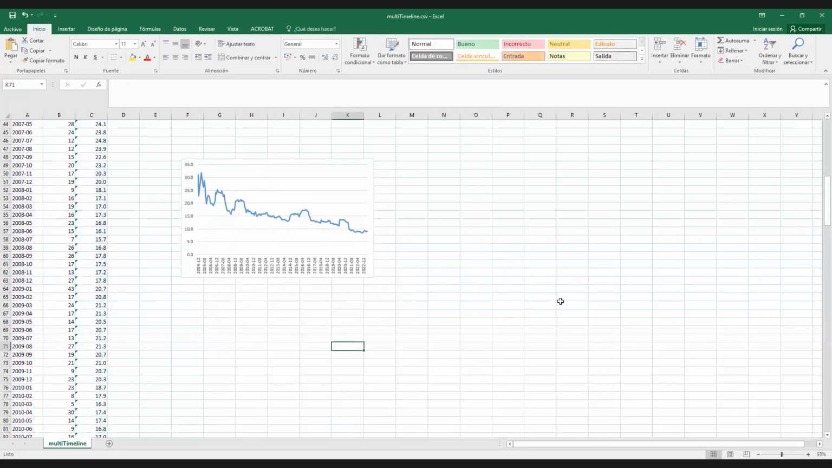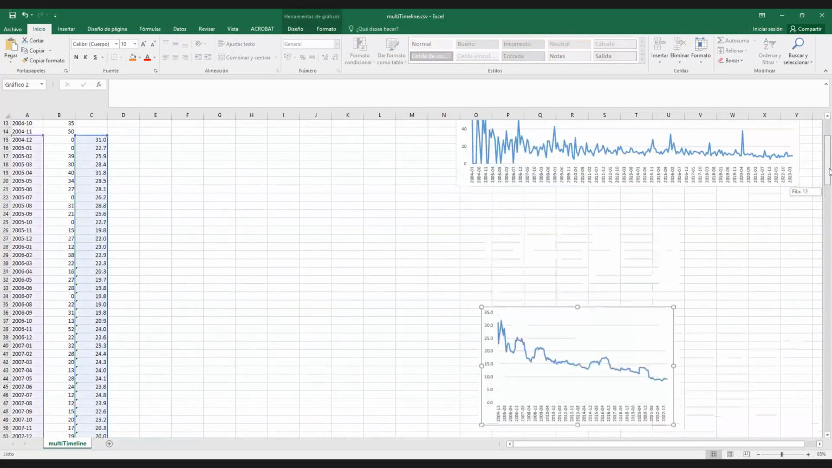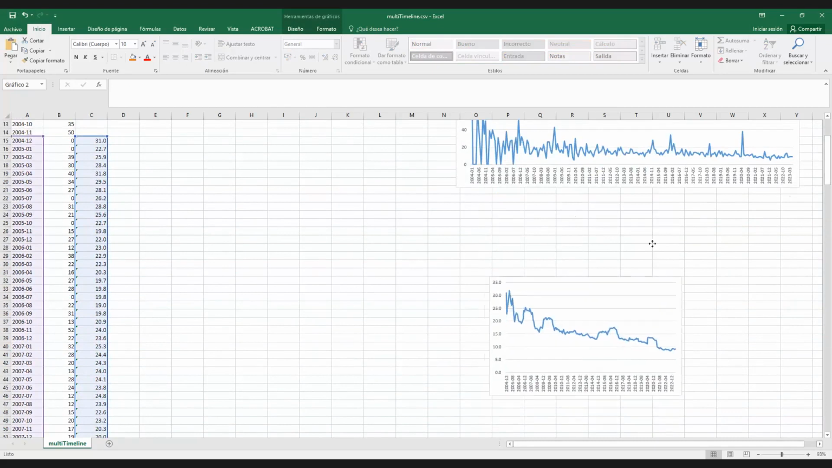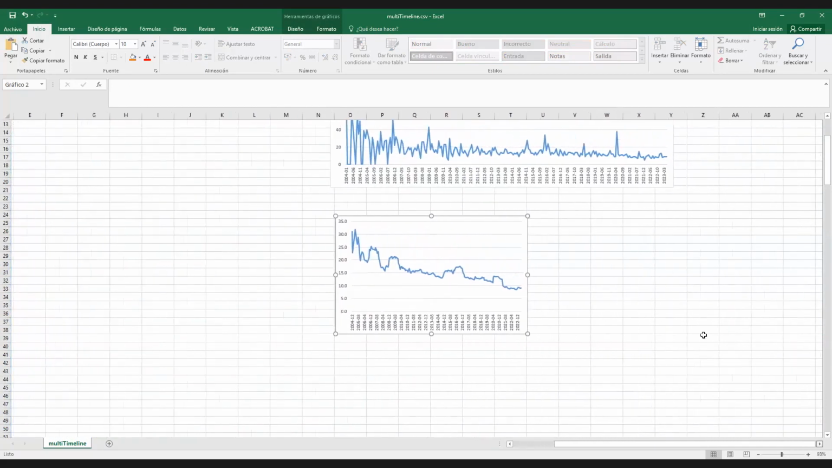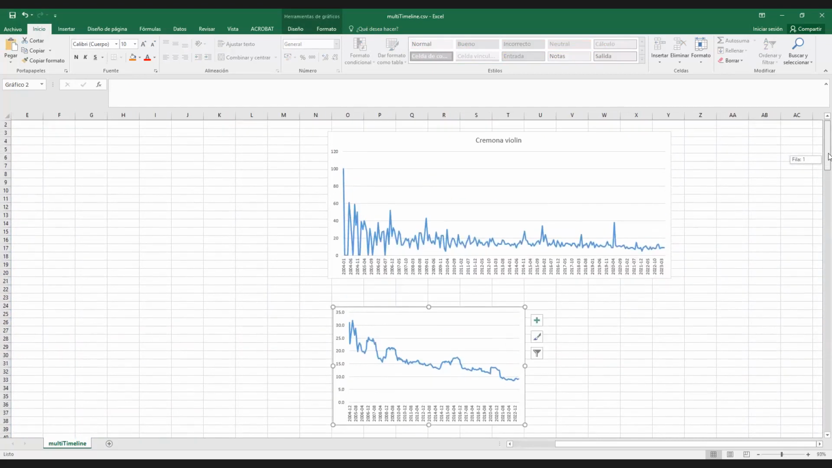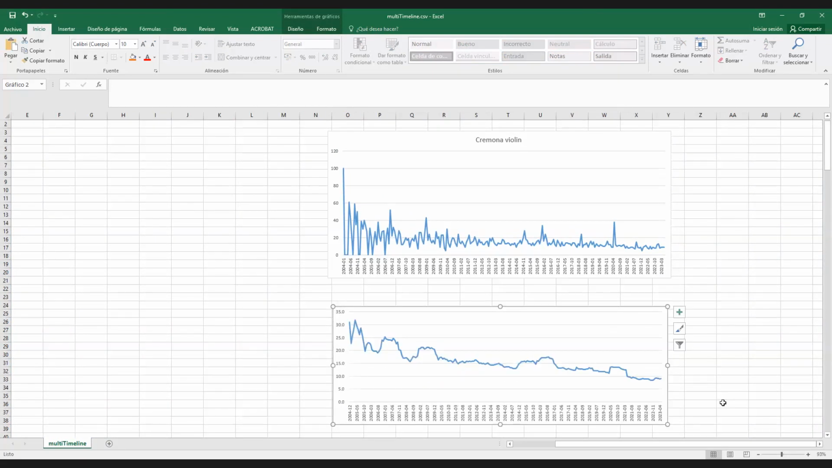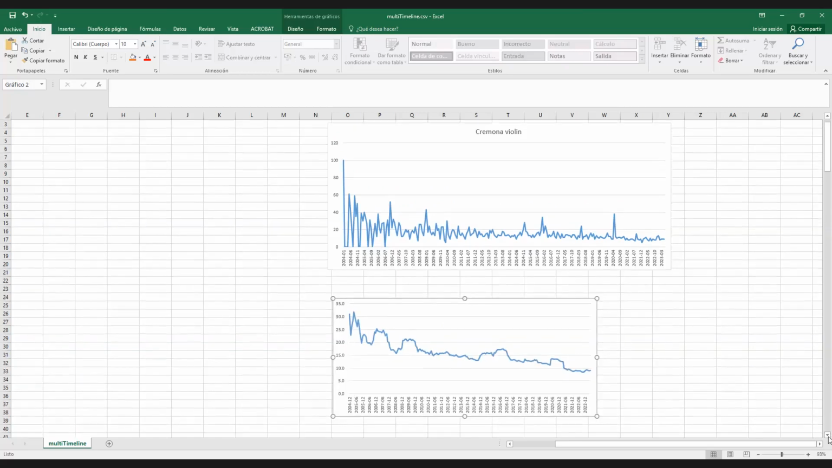In the original graph, we didn't see very much of a decrease. Here, we could see the decrease, but maybe not so clearly, because we had this seasonal behavior. So we destationalized it, and what can we see? We see very clearly that the demand for Cremona violin is decreasing.